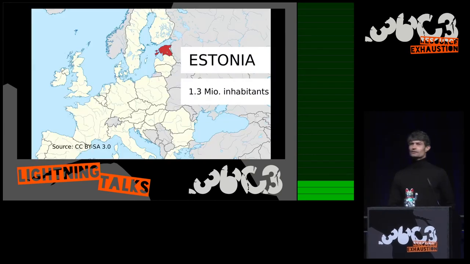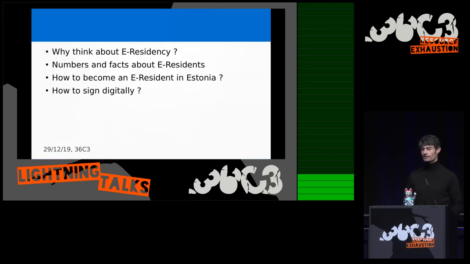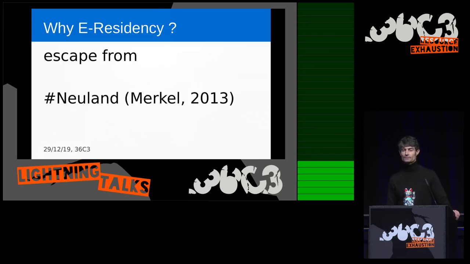Okay, Estonia is one of the Baltic countries in Northern Europe. It has only 1.3 million inhabitants. It's fairly the size of the Netherlands. And I want to share with you why I think about e-residency and how to become an e-resident, what are the numbers and facts of e-residents, and at the end, maybe how to sign digitally with this.